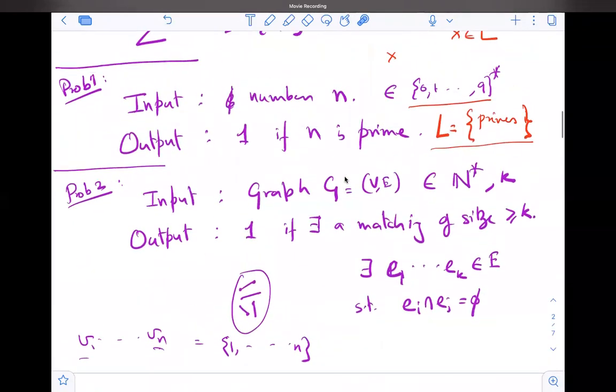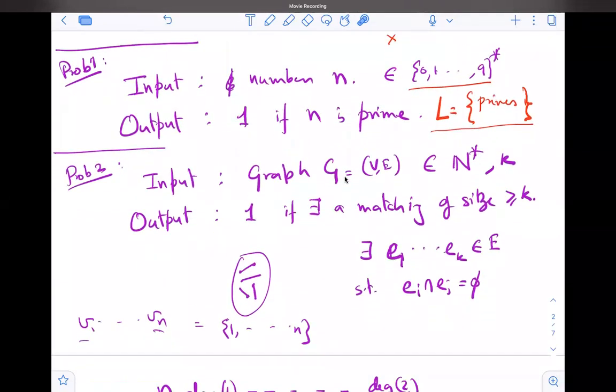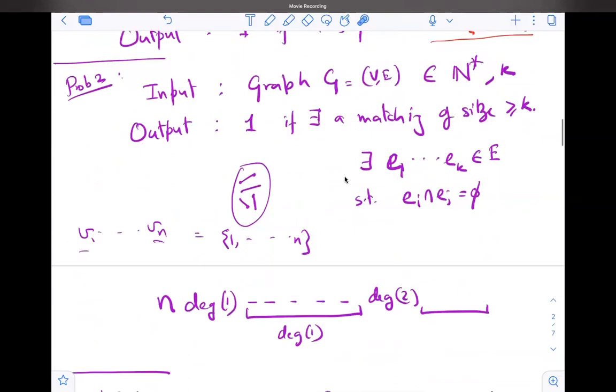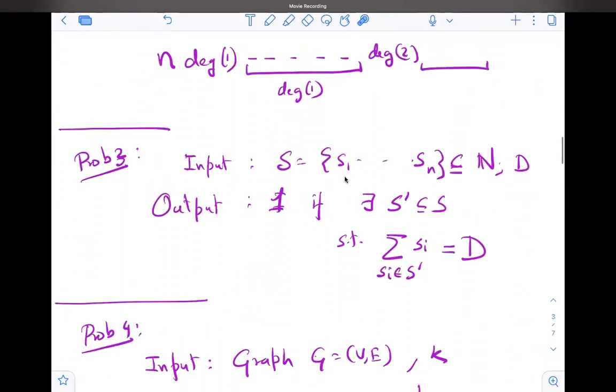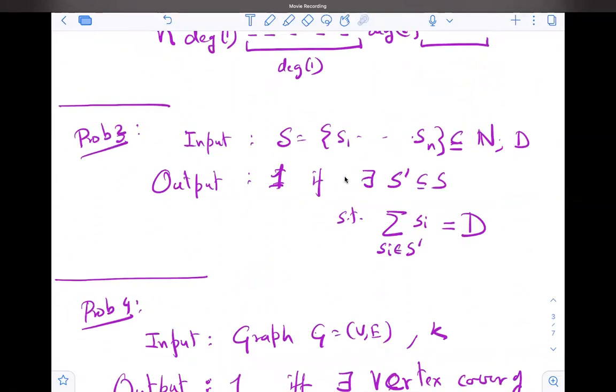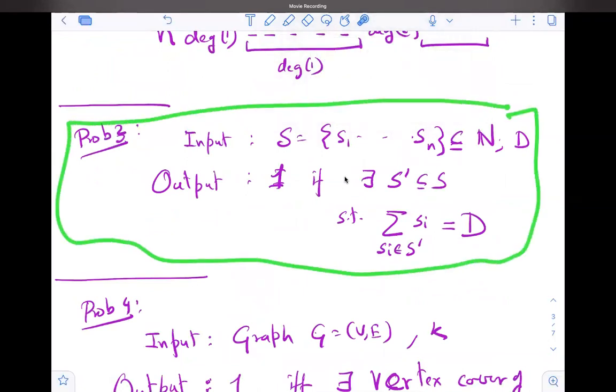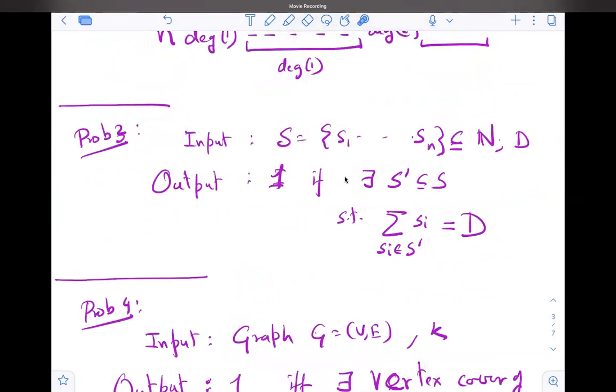Now, sadly enough, many of the problems that we are actually interested in solving in real life are not in P, or we have not been able to prove them in P. A good example is this problem. This is a very important problem. This is called subset sum. I have given you a set, and I have a number D, and I am asking, is there a subset of size D?